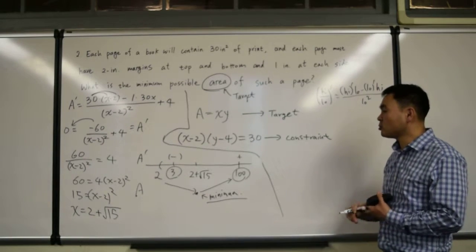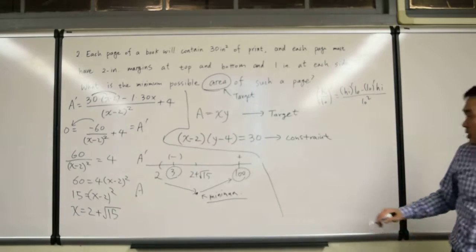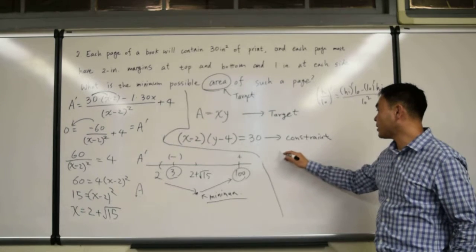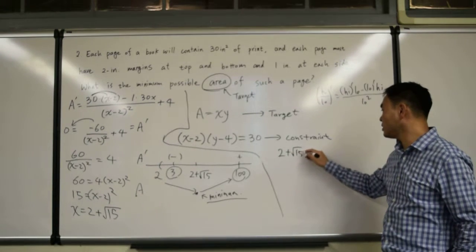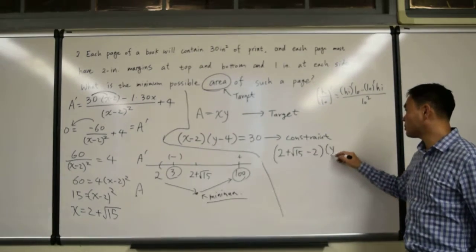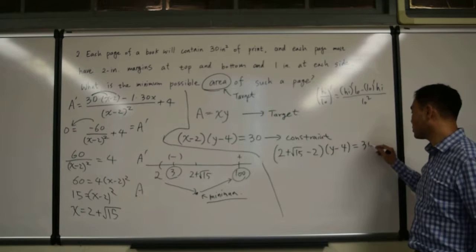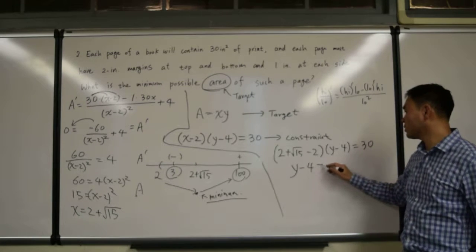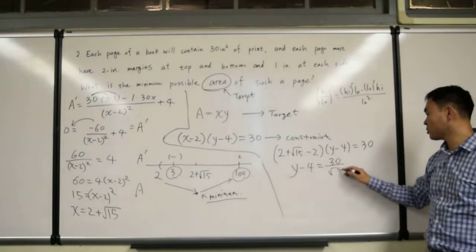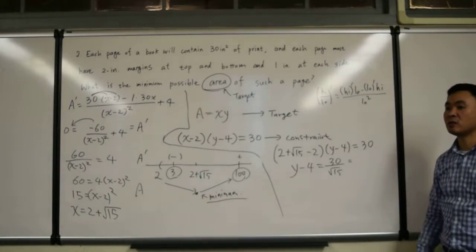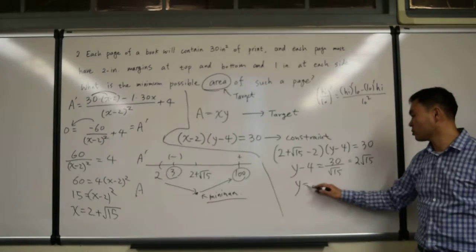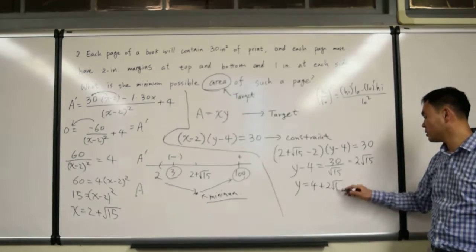Now, when x is 2 plus radical 15, what is the value of y? You plug into the constraint to find the value of y, right? So if x is 2 plus radical 15, let's plug x in here. Minus 2, (y minus 4) equals 30. So y minus 4, this will give you square root of 15, and you divide 30 by square root of 15, which is 2 radical 15. So you get y equals 4 plus 2 radical 15.